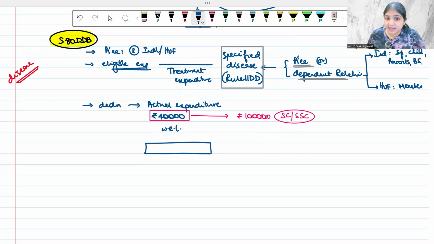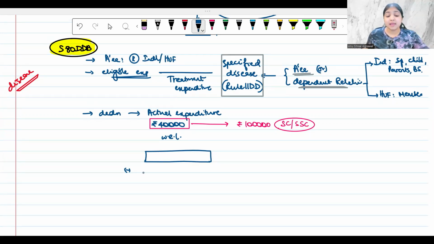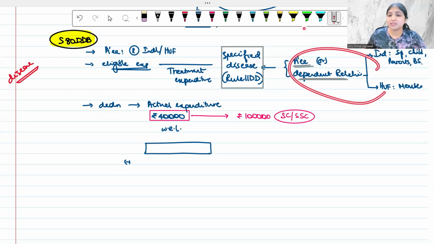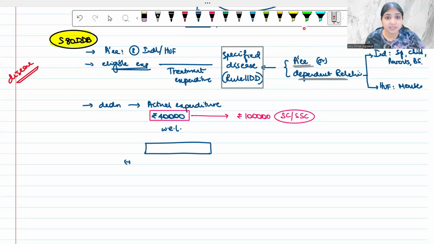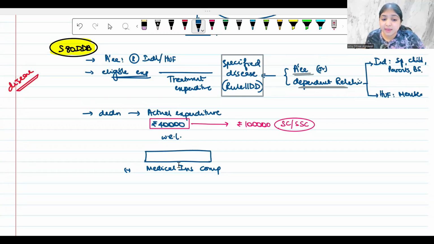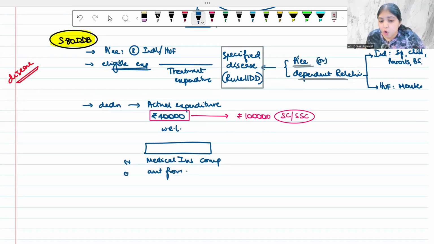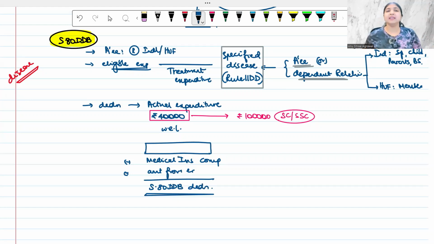Now from this 80DDB deduction, we will subtract one thing. Don't you think there is a possibility that we might have a medical insurance policy in the name of this person suffering from the disease? So from the medical insurance company, we may have received some medical insurance compensation. In case we have received any, that has to be subtracted. Sometimes we may receive an amount from the employer. So all of that will be subtracted and only the balance is going to be your section 80DDB deduction. This is it about 80DDB.